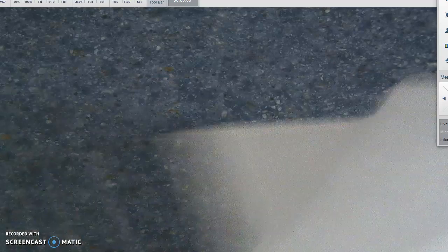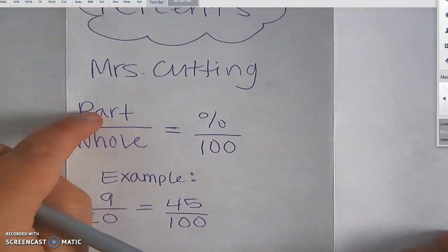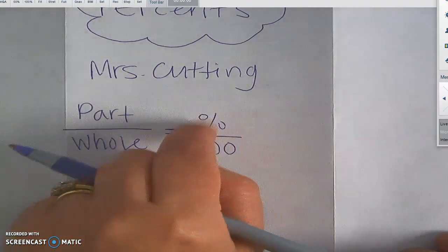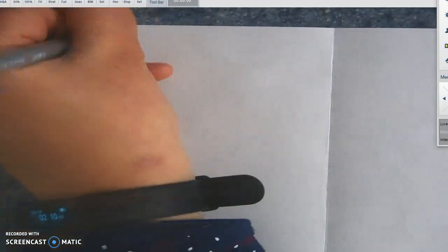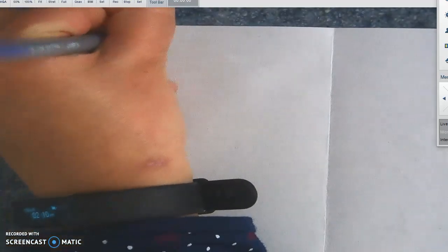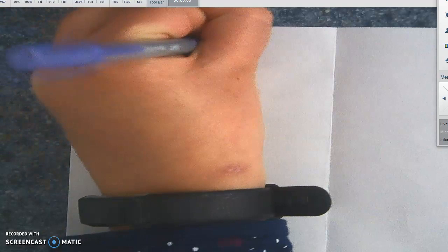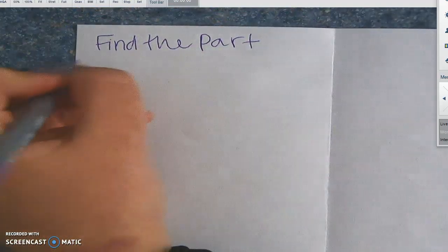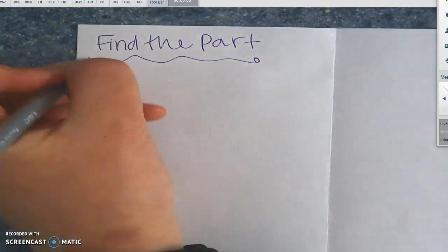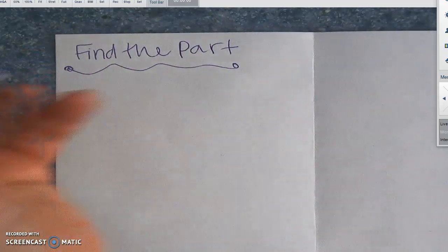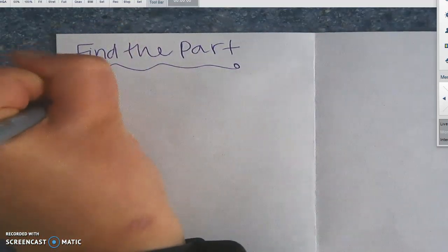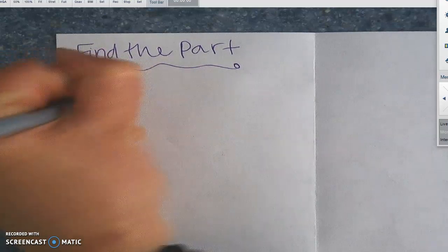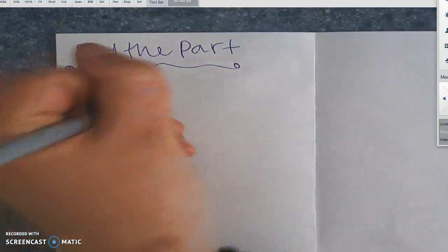There are three different things that could be missing. In any percent problem, we are either looking for the part, the whole, or what percent it is. The first one is problems where it asks us to find the part. An example of this would be, what is 45% of 20?